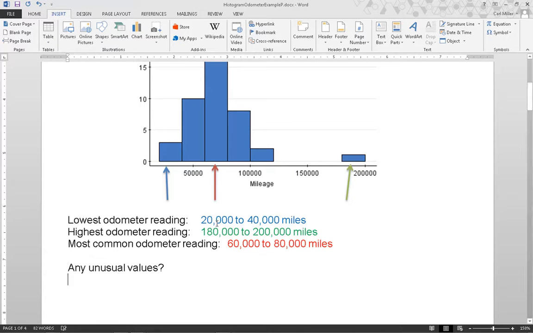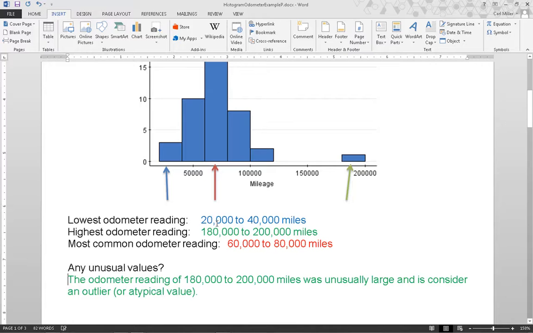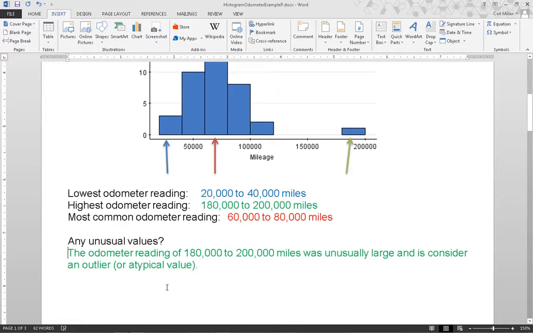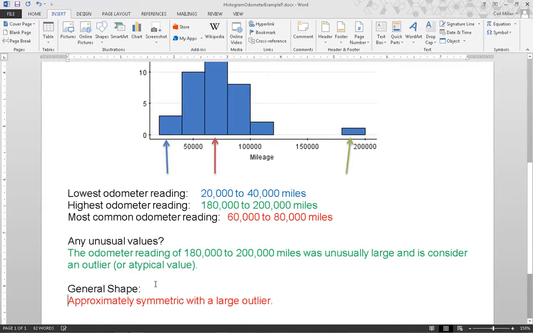Are there any unusual values? The odometer reading of 180,000 to 200,000 miles was unusually large and is considered an outlier or atypical value. General shape, approximately symmetric with a large outlier.